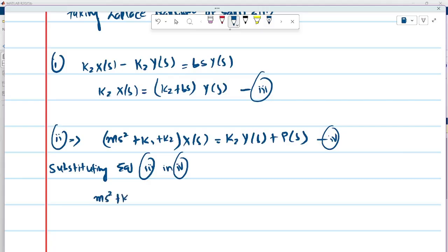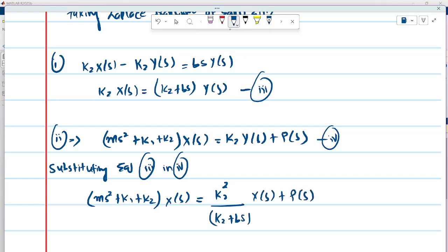ms square plus k1 plus k2, X of s equals, that will be k2 into this k2, that will be k2 square, divided by k2 plus bs, X of s plus P of s. Now we have eliminated the y's in our equation. We don't need it anymore.